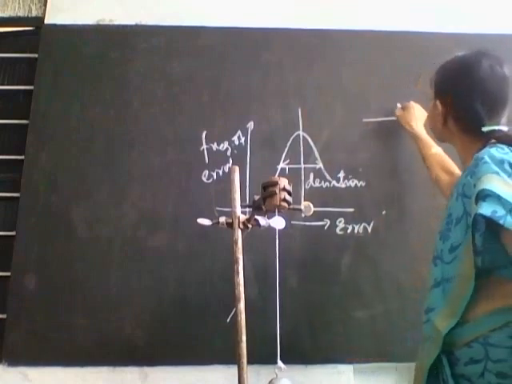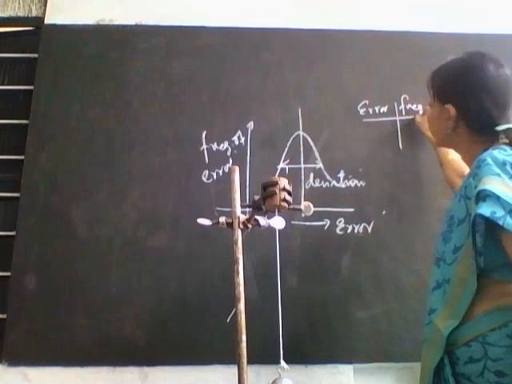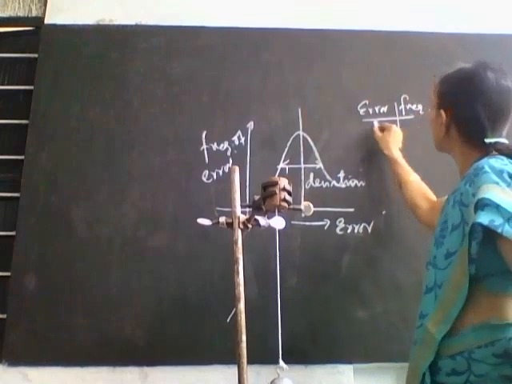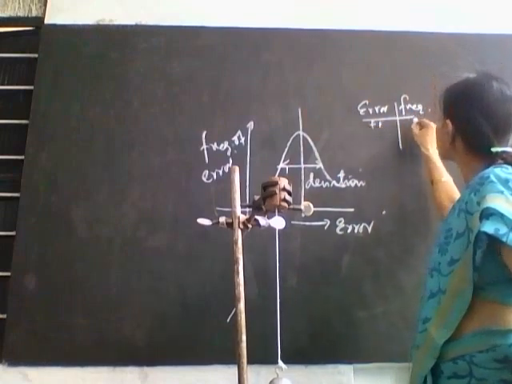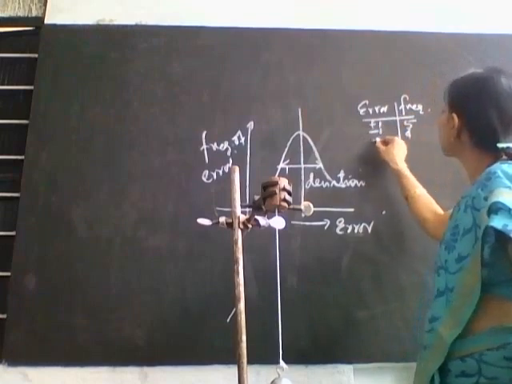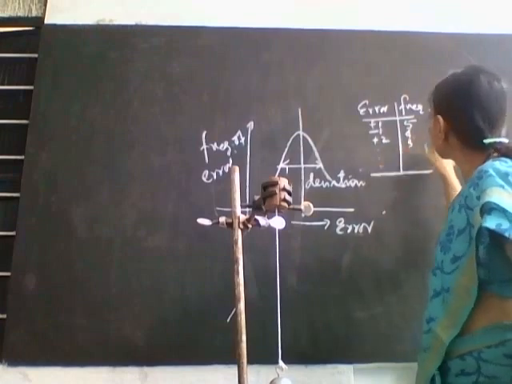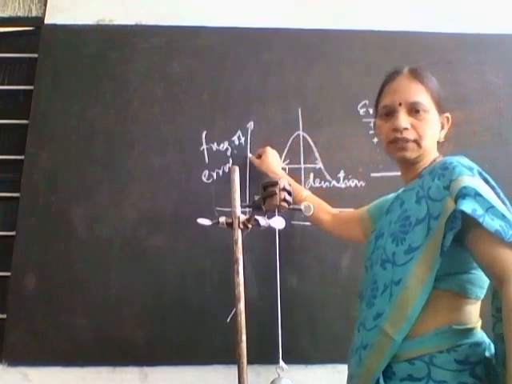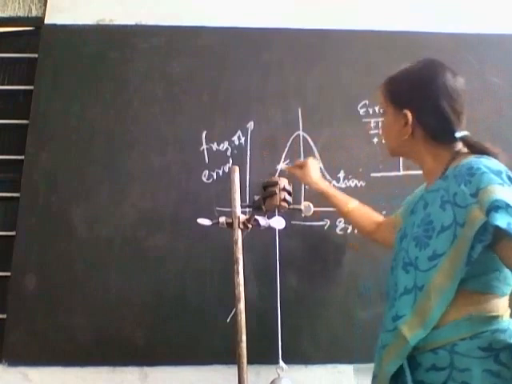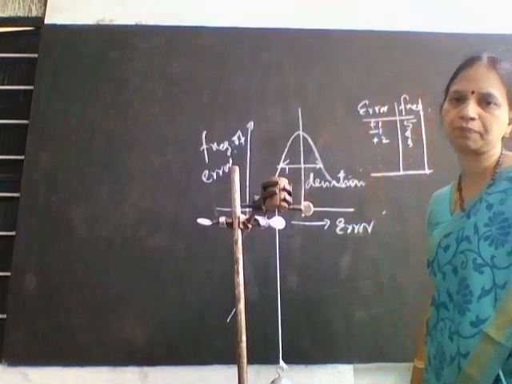Supposing you get error frequency: if you get plus 1, how many times are you getting it? 5 times. Minus 1, 4 times. Plus 2, 3 times. Like this, you must tabulate and plot it on the graph. And this should take the shape of a bell. This is known as Gaussian distribution.